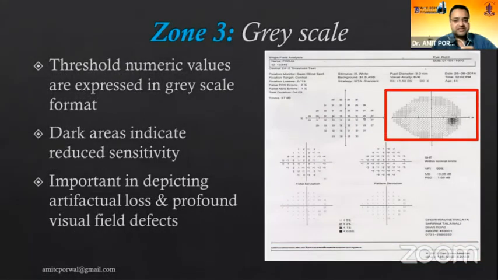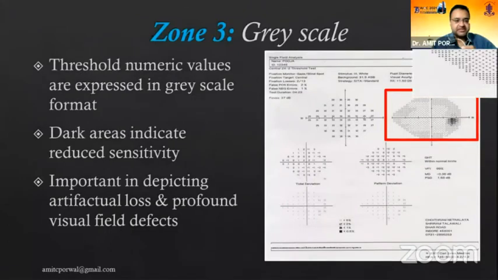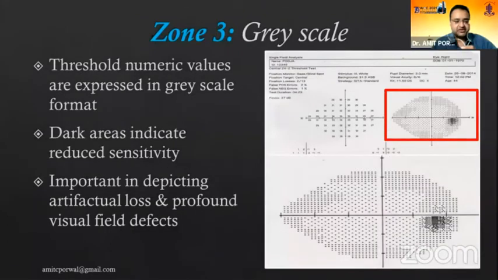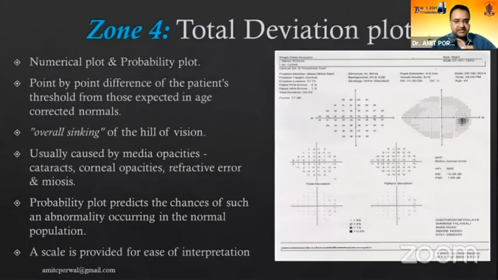Coming to zone three, the grayscale. It is basically the threshold numeric values expressed in gray format. The dark areas indicate reduced sensitivity and are important in depicting artifactual loss and profound visual field defects.